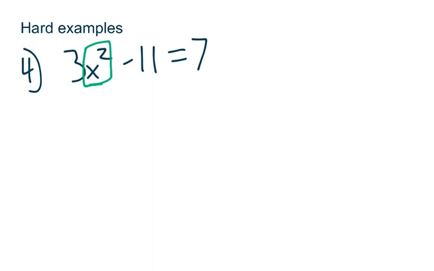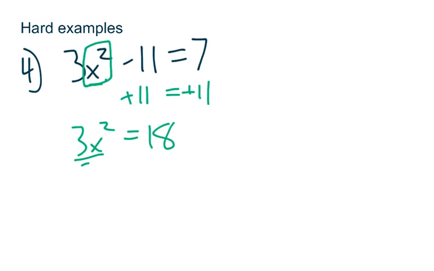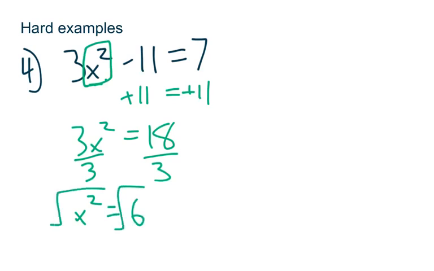So what I'm going to do is try to get that by itself. So I'll add 11 to both sides. 3x squared is equal to 18. Now I divide both sides by 3. Again, I want to get the x squared by itself. And I have x squared is equal to 6. Take the square root of both sides because square roots undo squaring. And we'll have x is equal to plus or minus square root of 6.